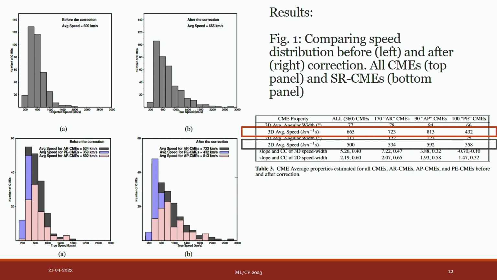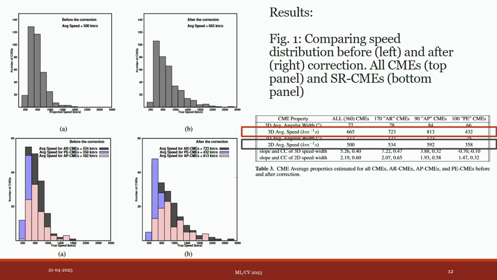As you can see, the dark black one is the distribution coming from AR CMEs, and it's mostly rightly skewed. You can see the high-speed CMEs coming from active regions, and then after that you've got AP CMEs, and then you have got prominence eruption CMEs, which we know already are not that fast as compared to active region and active prominences.